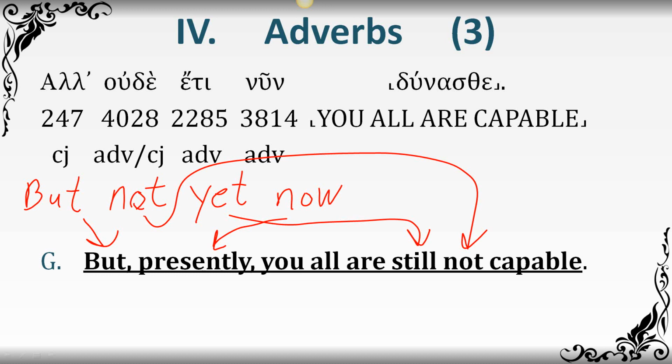Still not all capable. The idea is that even at this time, you still don't meet the requirements that you should. You're not qualified in the way that you should be. You're not qualified even yet, you're still not qualified. You could phrase it either way, and you'd still have something viable and accurate. Presently, you are still not capable. Okay, cool.